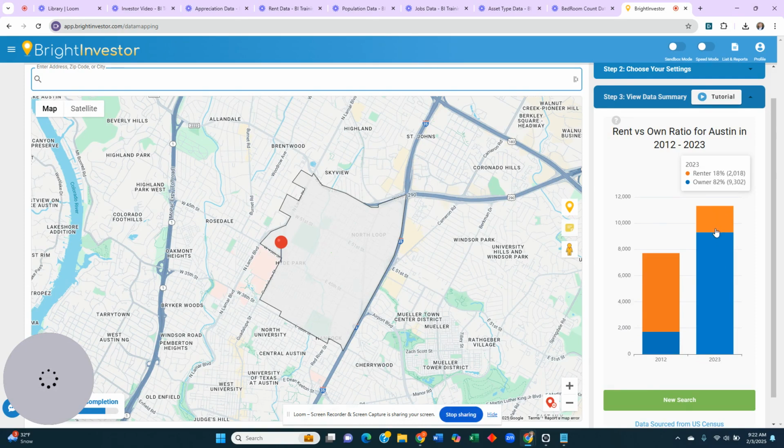The rule of thumb is that if you want to buy a rental property, or your client's buying a rental property, a healthy or more normal ratio is 30% to 40% renters. That means there's enough demand, there's enough supply, and it's an area where you're going to be able to flip, you're going to be able to rent, you're going to be okay.